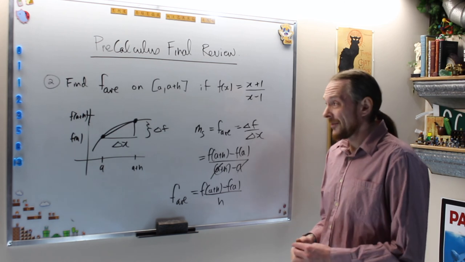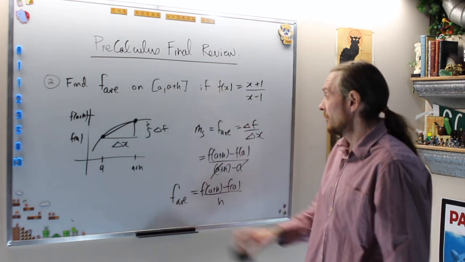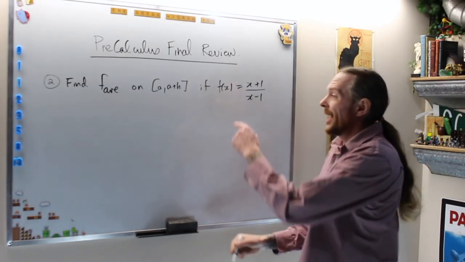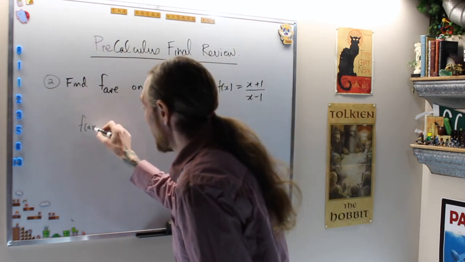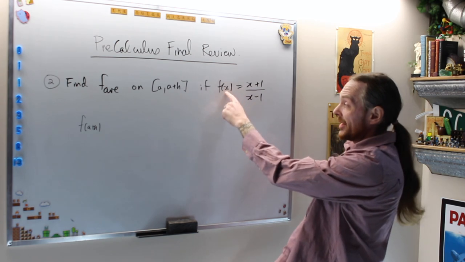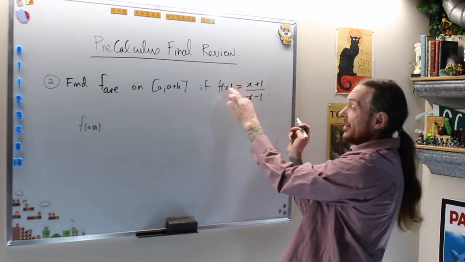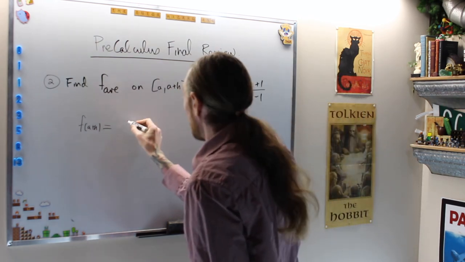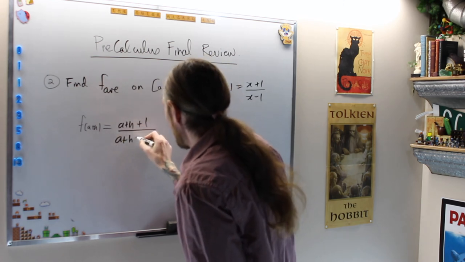This is the formula for f average on an interval a plus h. We're going to use it for this function and simplify. I need f of a plus h and f of a. Let's do that separately. For f of a plus h, I put a plus h wherever x is in this expression. I'm putting a plus h in the little basket, so a plus h goes here, and a plus h goes here. This gives me a plus h plus 1 over a plus h minus 1.